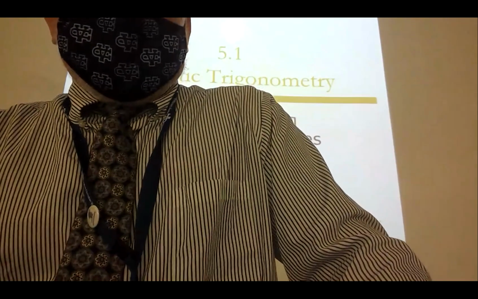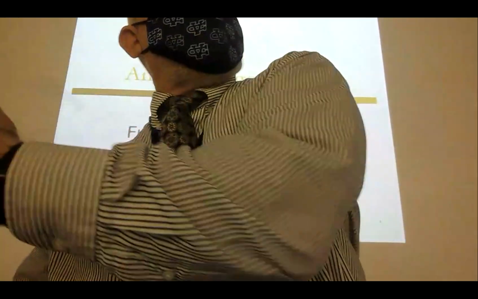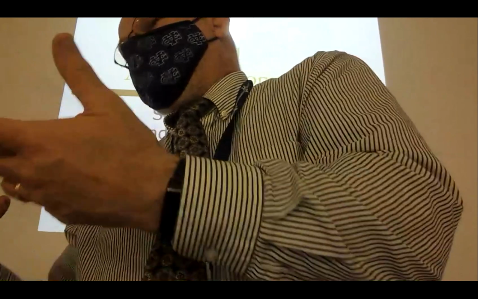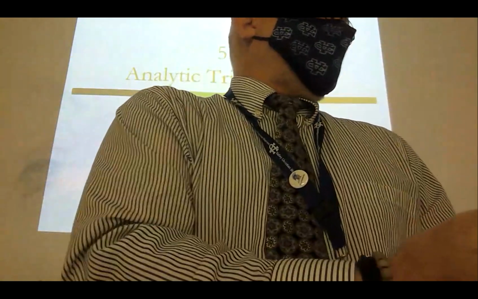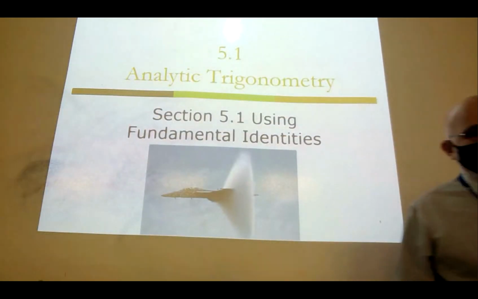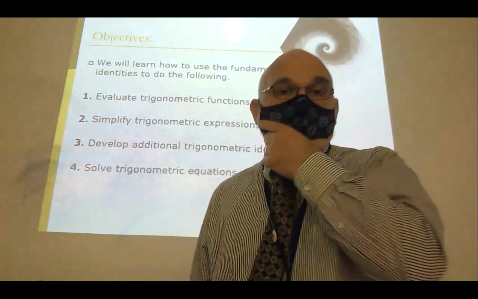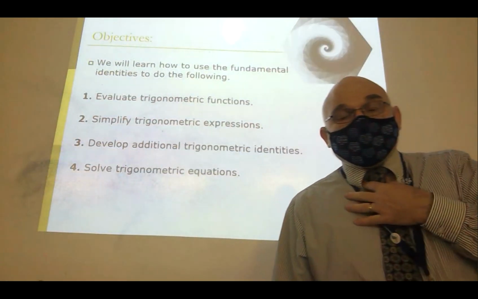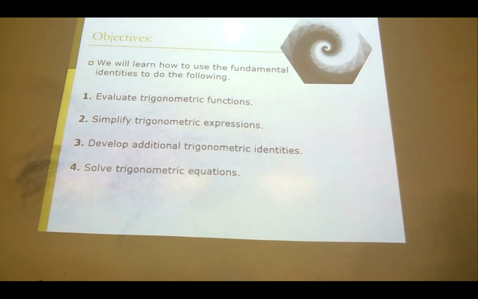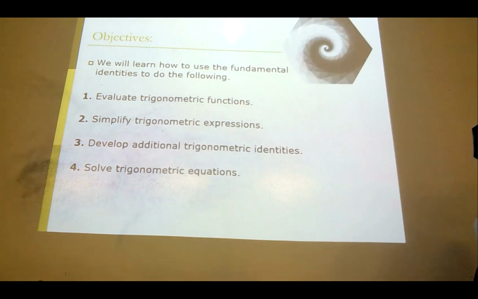And identities means two things are equal to each other. So we're going to try to take some form of a trigonometric equation and simplify it to another trigonometric equation. That's called an identity. So normally we take something that's complex and simplify it to something simple, and we're going to learn how to do that. That's what we call evaluating trigonometric functions and simplifying them. We're going to look at how to create these identities and then solve some trigonometric equations using these identities.